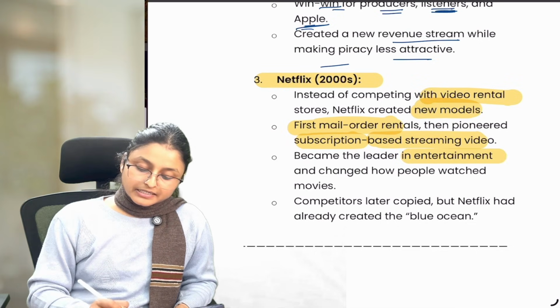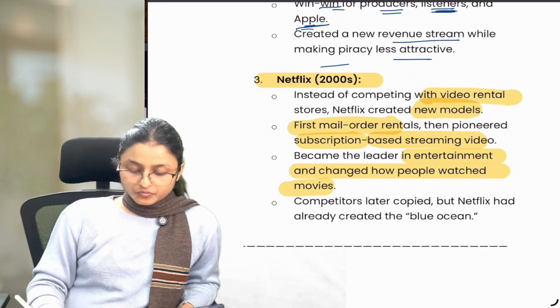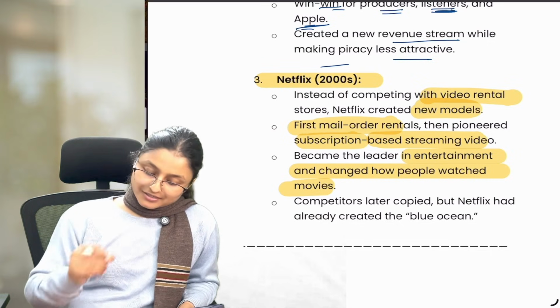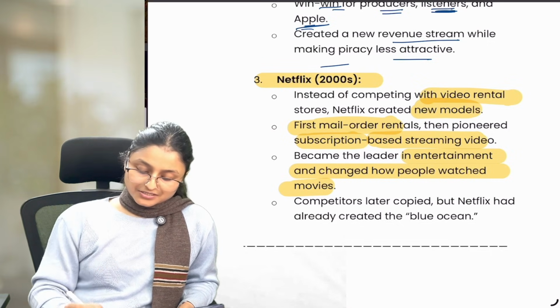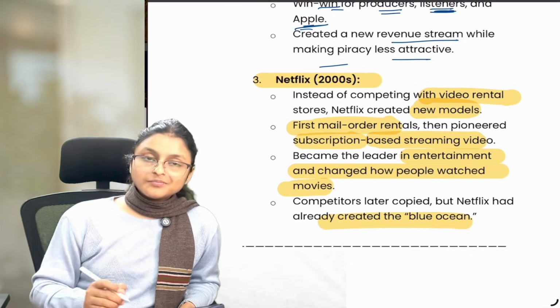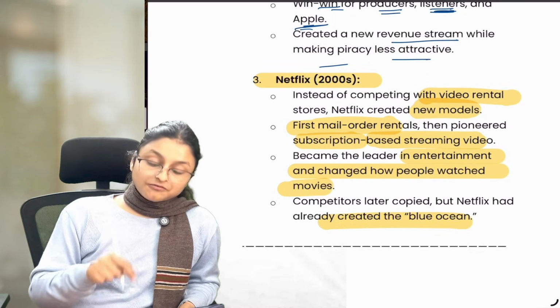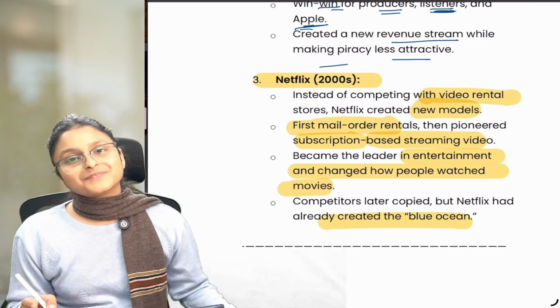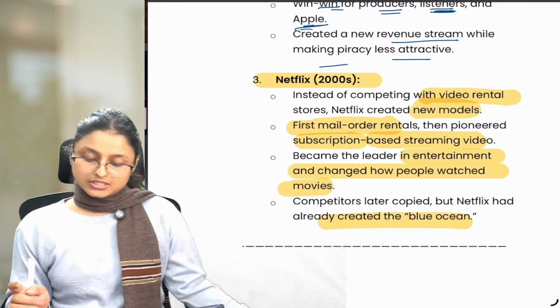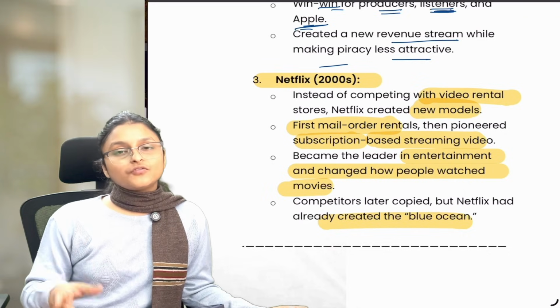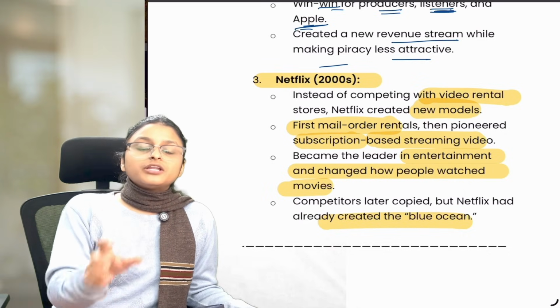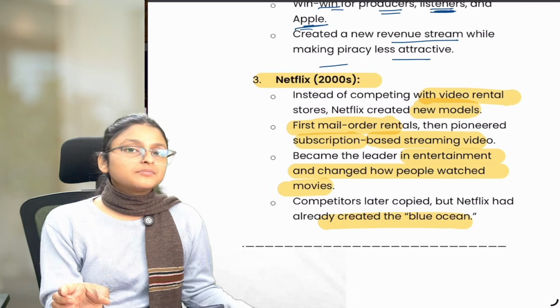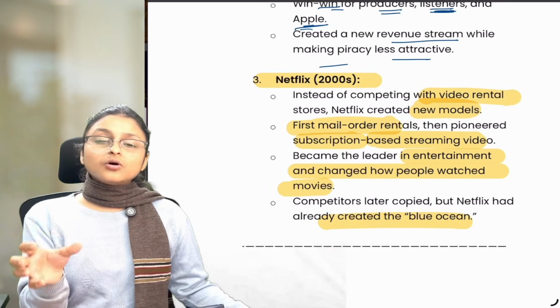Netflix became the leader in entertainment and changed how people watched movies. Competitors later copied Netflix, but Netflix had already created the blue ocean for itself. Netflix was the first one who entered this particular market. So creation of a blue ocean, like creating something innovative for yourself, is not only beneficial for you in a shorter period of time. It is beneficial for you in a longer period of time.